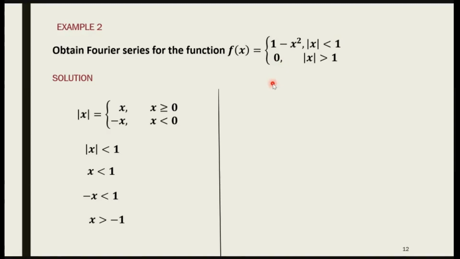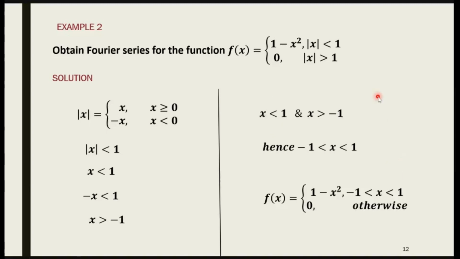Okay. Now the function is defined in -1 to +1 and the function is 1 minus x square in -1 to +1, otherwise it is equal to 0. So now we have only one function and we require only -1 to +1; the function is defined only there. f of x is equal to 1 minus x square in -1 less than x less than 1. Now for this we have to calculate the Fourier series because other places it is equal to 0 anyway. We have to calculate the Fourier series for 1 minus x square in -1 less than x less than 1.